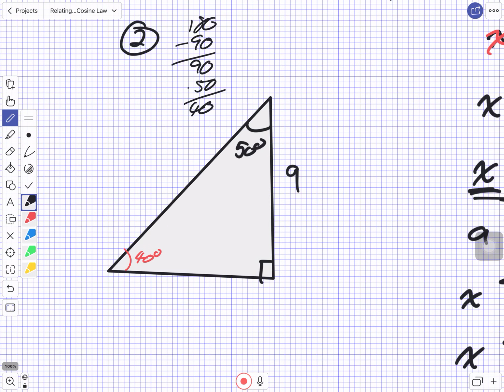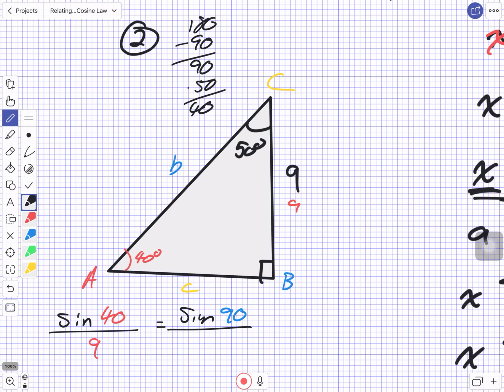So now we can set up our sine law. It doesn't matter what we call things with sine law as long as we're consistent. So if that's angle A, that's side A. We'll call this angle B, side B, and angle C, side C. So we set up our sine law. Sine A is 40, so we're going to write 40 divided by, that side is 9, is equal to the next ratio of sine B. Well, sine B is actually 90 degrees.